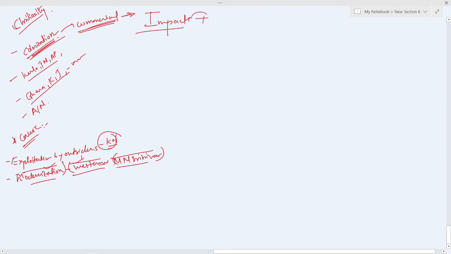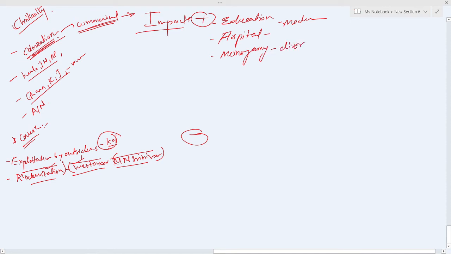See, there can be positive impact and there can be negative impact. Here we'll start with some of the positive. First, education, the formal education, which Christianity made sure it reaches to the tribal pockets of India. Then hospitals, that reaches both modern hospital and modern medicine to the pockets. Then it started monogamy, and the divorce was discouraged.